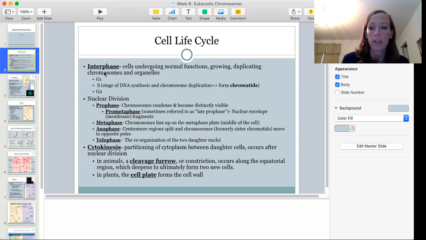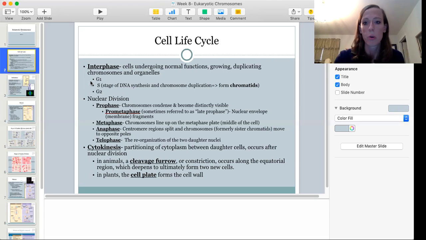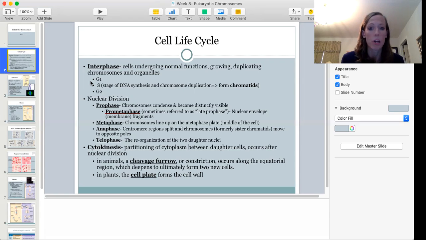Okay, so interphase consists of three different stages: G1, S, and G2. Again, this is when the cell is undergoing a lot of normal function. So if it's, say, a neuron, it's going to be sending signals. If it's a muscle cell, it's going to be working with other muscle cells to contract your muscles and do work, and so on and so forth. So G1 is a normal functioning growth stage of interphase.